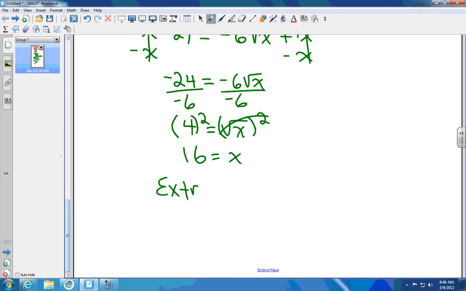16 is called, and you need to know this word, extraneous root. 16 is an extraneous root in that problem. Sometimes when you solve radical equations like this, you will actually create a root that doesn't even exist. That's why you have to check it. Sometimes it works, and that's why we learn how to do it, because it is valuable information as you're solving these problems, especially later in math classes.